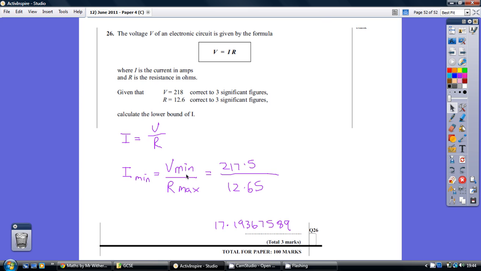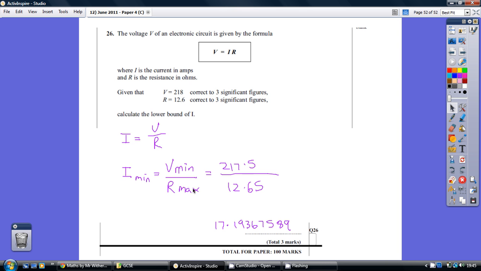When you divide two things like this to get the smallest answer, small divided by big is as small as you can get. So we want V to be as small as possible. Now V is 218 correct to three significant figures. Now the smallest that can be, which still rounds to 218, is 217.5. That would round up to 218. Anything less than that would round down to 217.